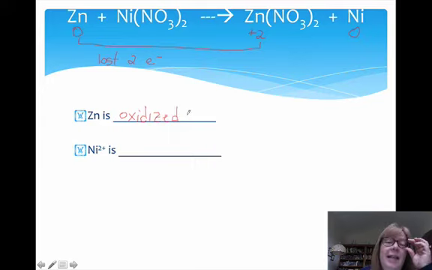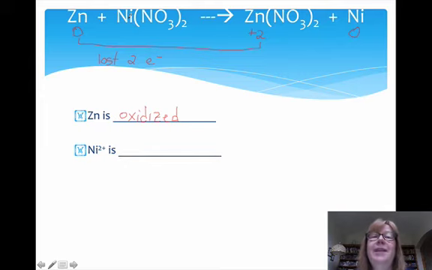Well, if zinc is oxidized, then something in here has to be reduced, because these are redox reactions. You can't have one without the other. All right, what is nickel's charge here? Nickel is a transition metal with variable charges. We always have to say a Roman numeral to name its charge, so we need to figure out its charge. Nitrate is -1 from our polyatomic ion chart. We have 2 of them, so this is -2. Nickel here must be +2. So nickel is going from +2 to 0.